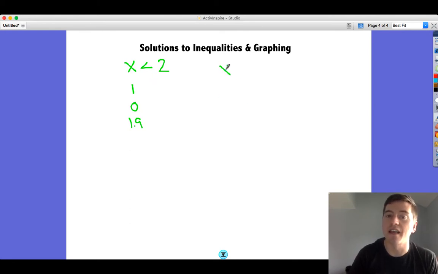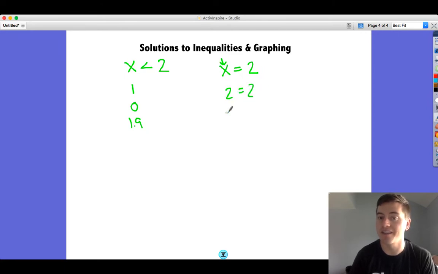So versus an equation, this has 1, right? X has to be 2 in order for this to be true. 2 equals 2. That's it. There's nothing else. I can't say 1 equals 2 because it doesn't. There's only one solution here. If we have x equals 2, there's 1.